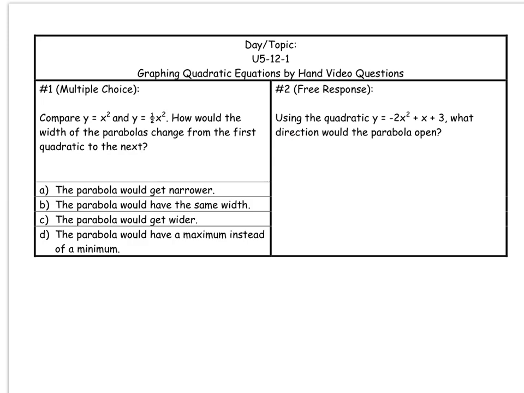So using number 2, using the quadratic y equals negative 2x squared plus x plus 3, what direction would the parabola open? So your answers are either going to be upward or downward. And what determines that is this number right here. So refer to your notes from tonight, refer to your notes from the night before last, and from the classwork on Wednesday. Be sure to enter your answers on the Google form.